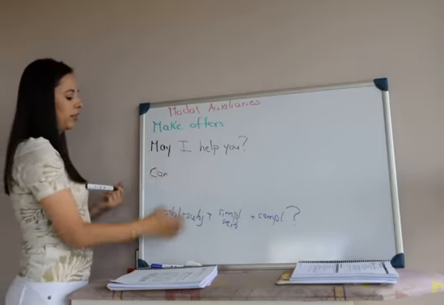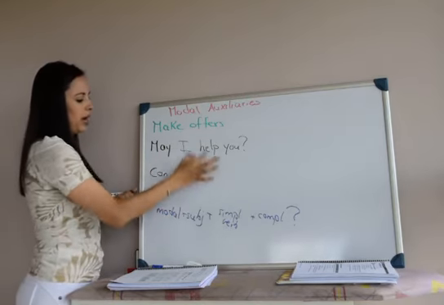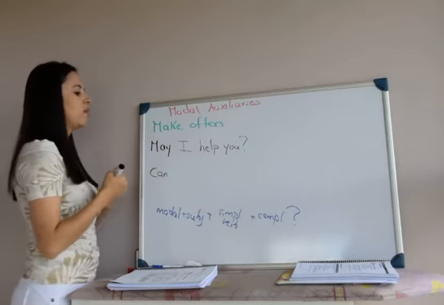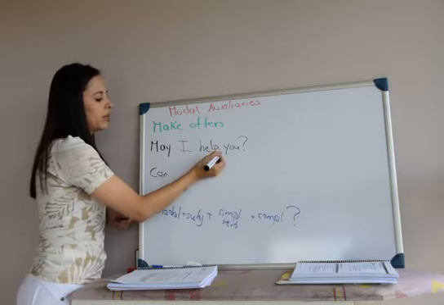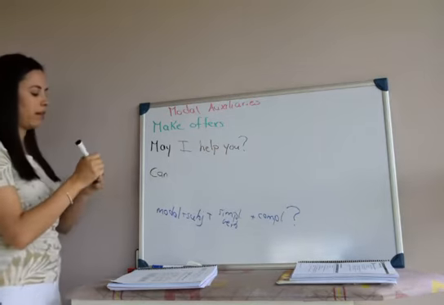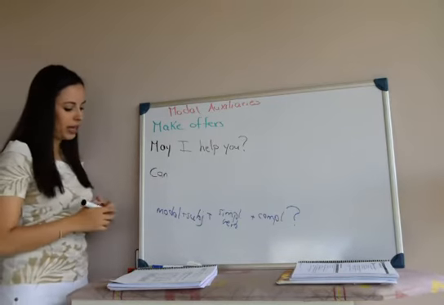And here we are following the same formula. We have modal, may, subject, I, simple verb, help, complement, you. Remember, this verb is simple. We don't need an S, we don't need an ing, anything. Modal, simple verb. With can it is the same.